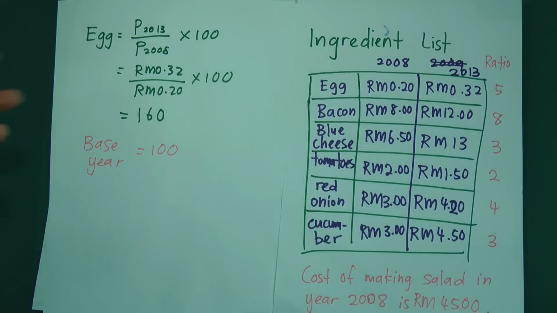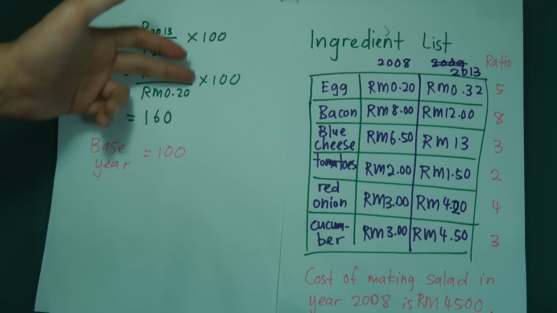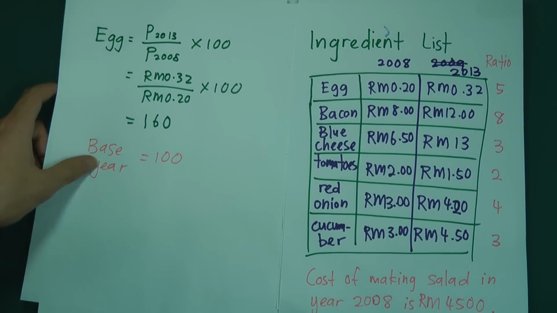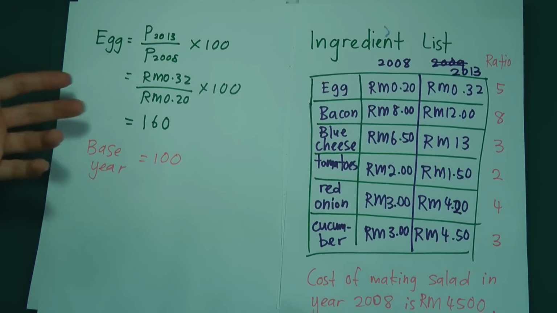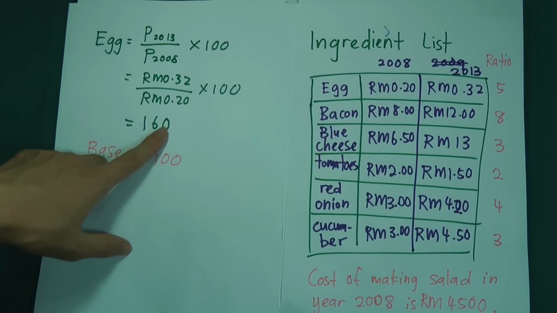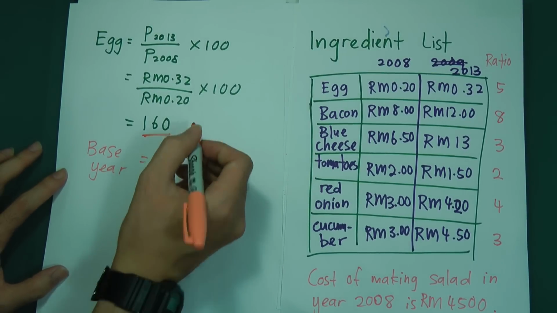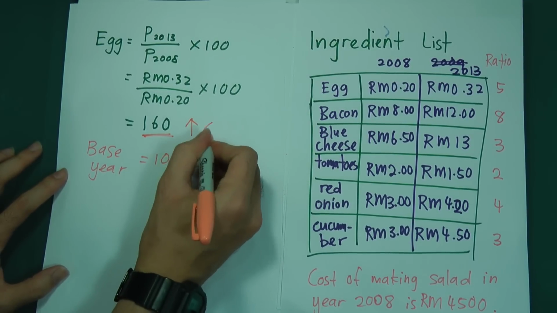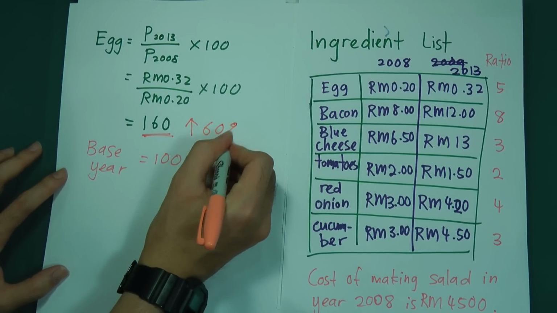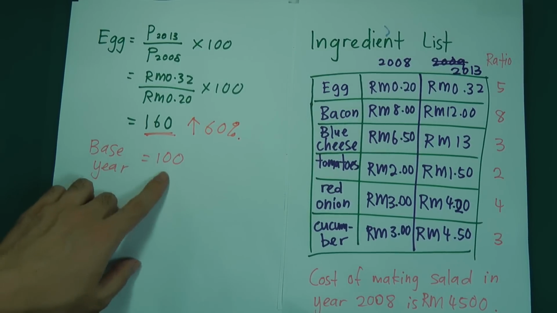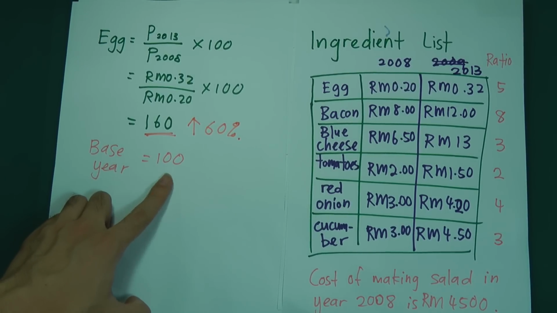So therefore we know from the price index. Actually this is the price index already. From the price index over here, we know 160 means what? It means actually it increased 60%, because I say 100 is the base year.